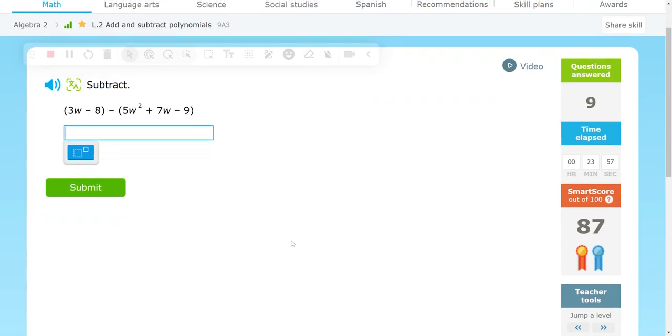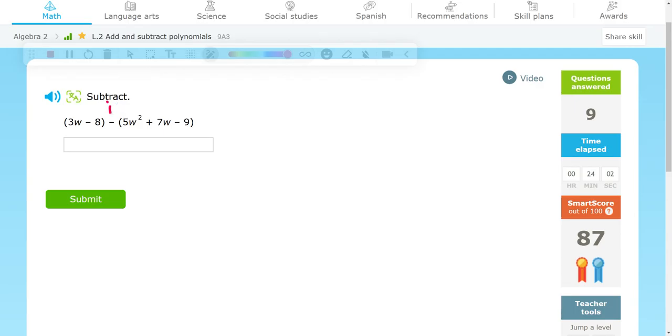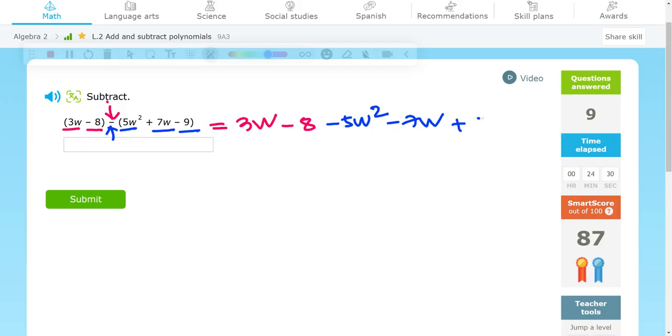Now I should pay attention because there's a negative sign in front of the parentheses. You see right there. So I do it slowly. The first parenthesis I just open as it is: 3W subtract A. 5W squared, because of this negative sign, becomes negative 5W squared. 7W becomes subtract 7W, and then subtract 9 becomes plus 9.